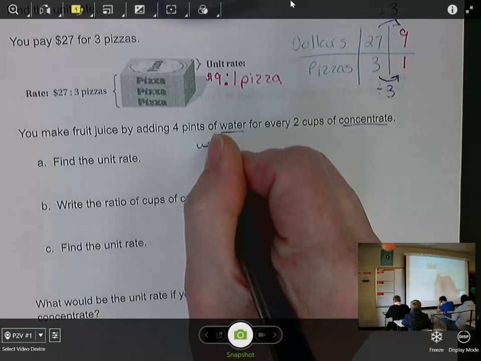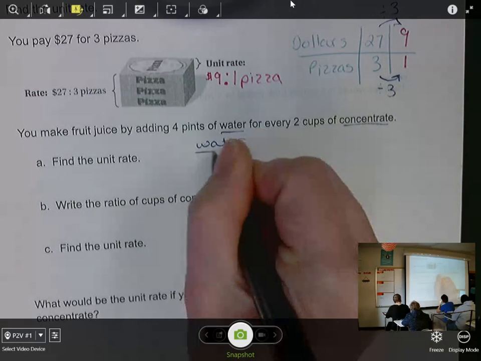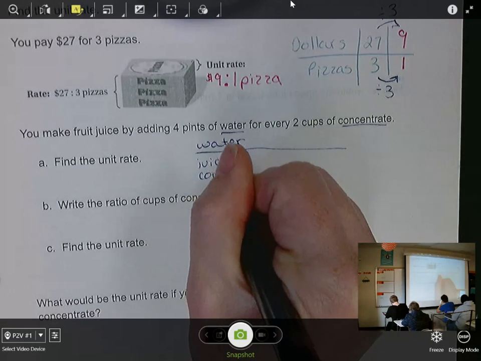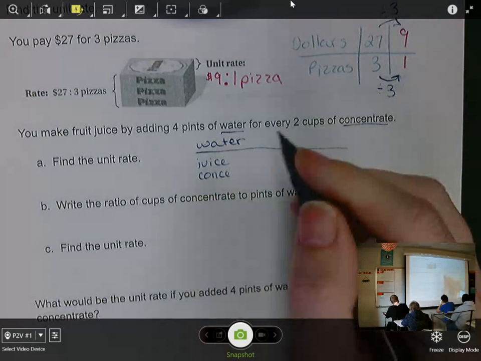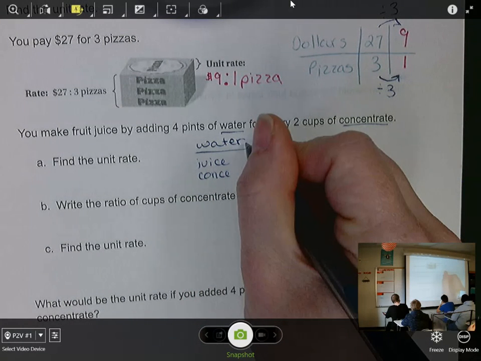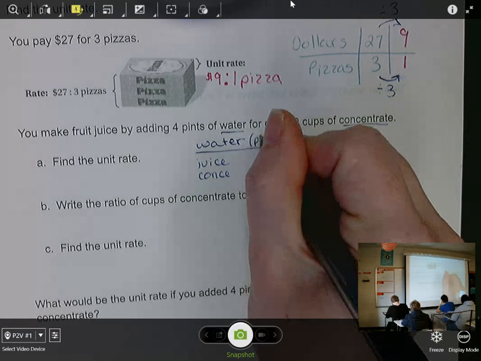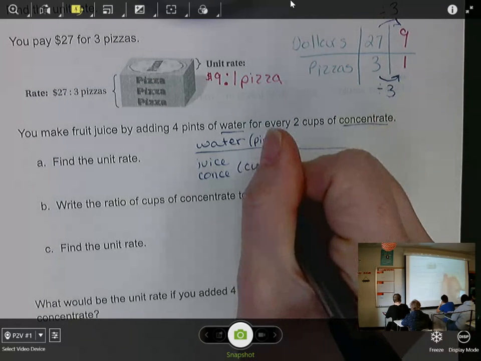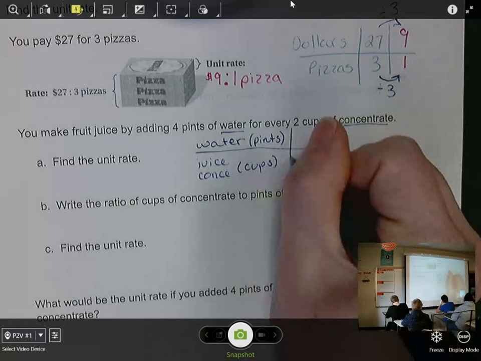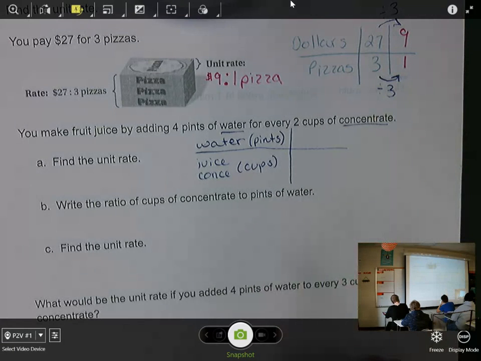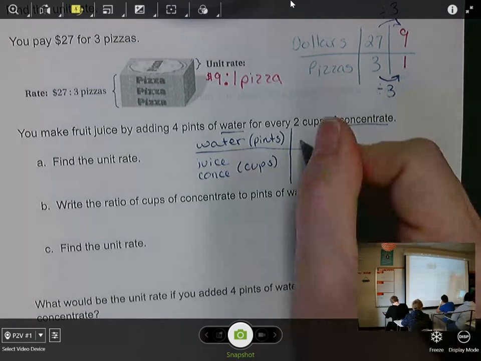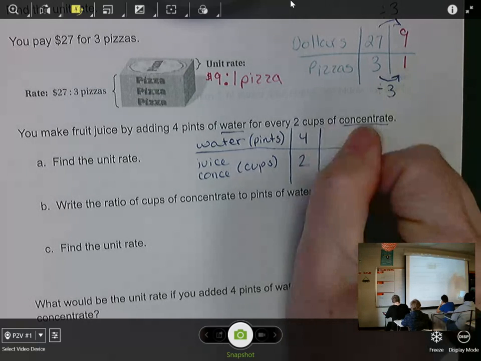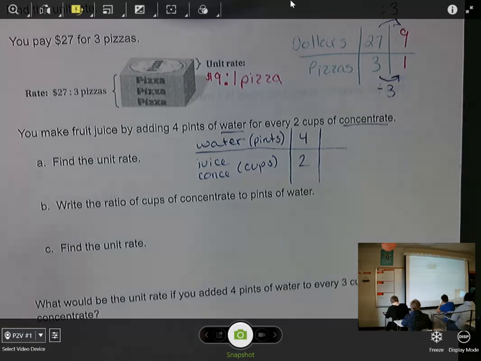So I'm going to make water go on top and the juice concentrate on bottom. And water is in pints. And it looks like the concentrate is in cups. Be careful because they're 2 different quantities and you got to know which one's which. Okay? And it says it's 4 pints of water per 2 cups of juice. So 4 over 2. There's my table.